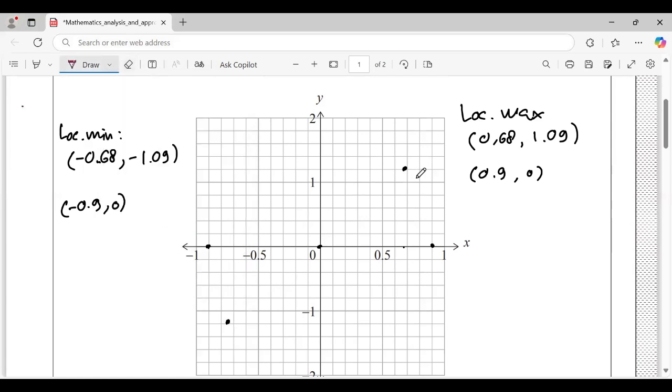I'm going to use a different color. This one, like this. Okay, you may create your own graph. Okay, like this. Well, because the interval is from -1 to 1. But okay, like this one. This is the graph. This is the local maximum and this is the local minimum.